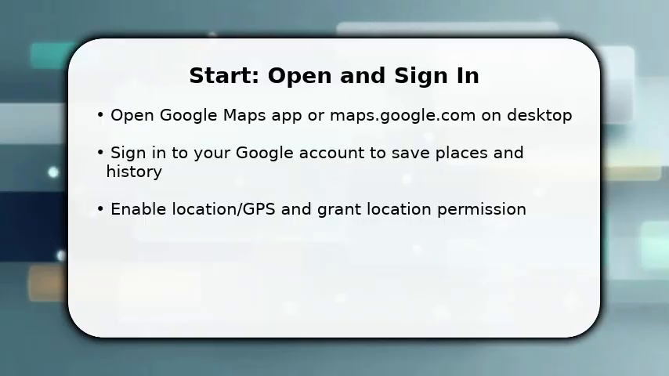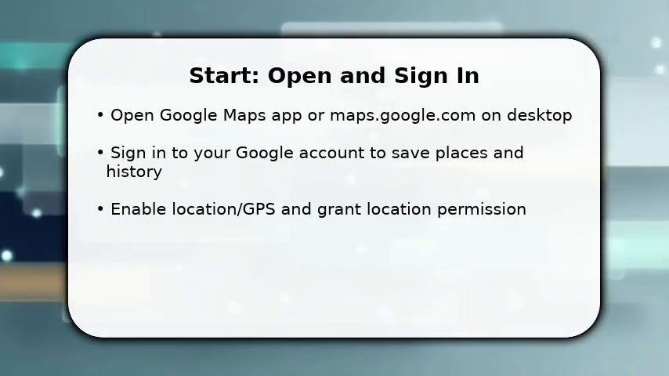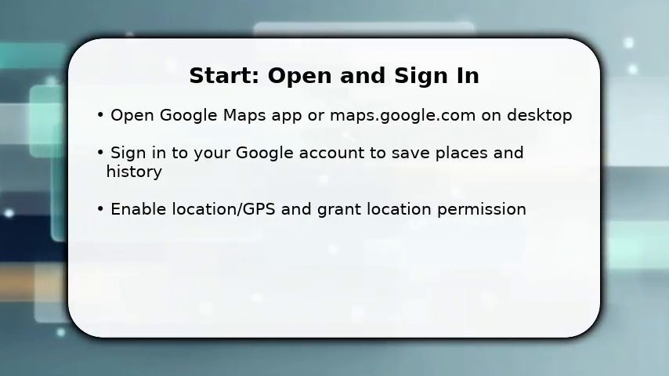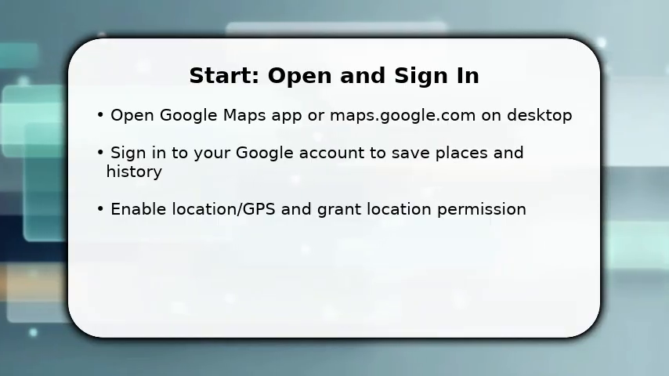Enjoy the video. You'll start by opening Google Maps and signing in so your places and history save across devices. Once done, make sure location or GPS is enabled and grant permission. This lets Maps center on you and provide accurate directions.